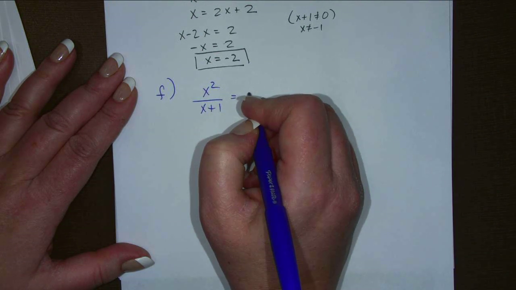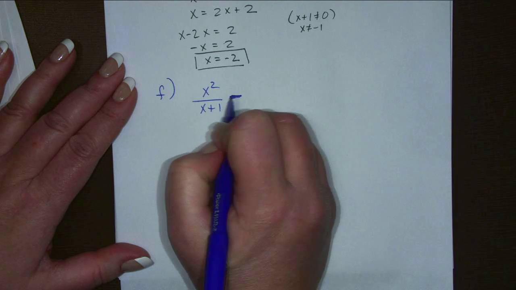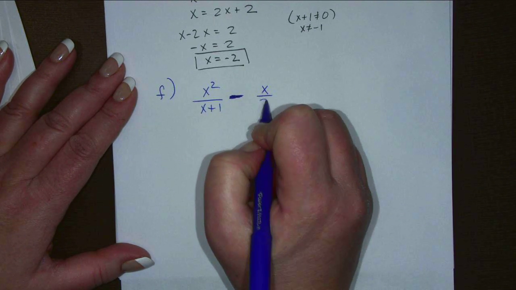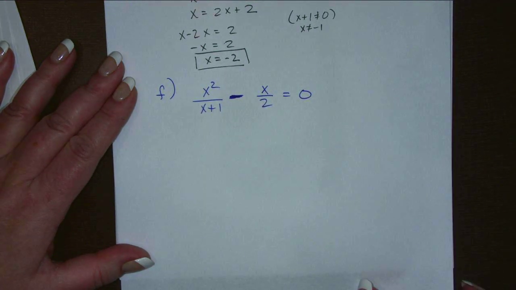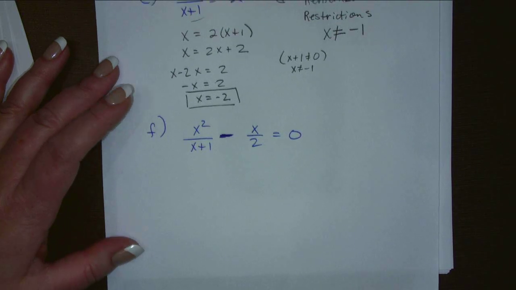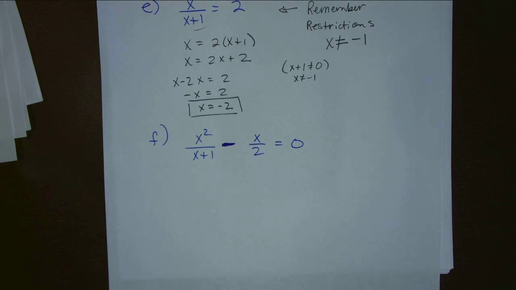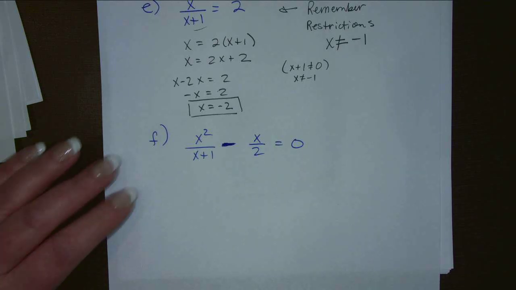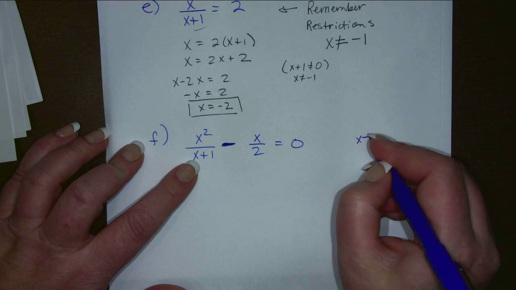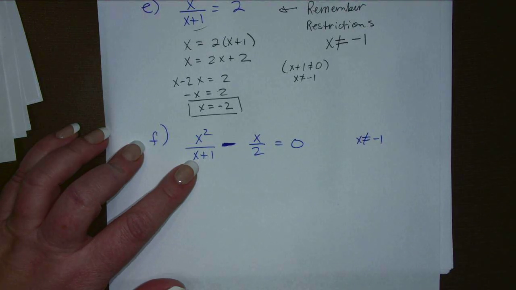That's supposed to be a minus. That's a minus sign. Okay, so x squared over x plus 1 minus x over 2. What's the restriction on this? It's still -1, so x can't be -1. So when we find our answer, we just don't want that one. Okay. Now, how do we do this?